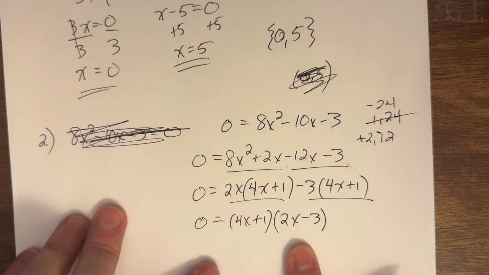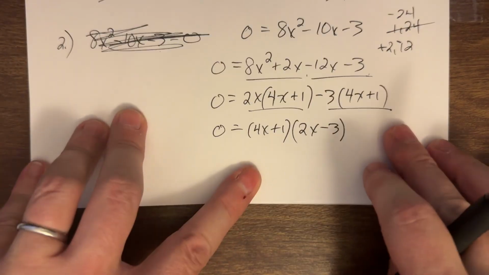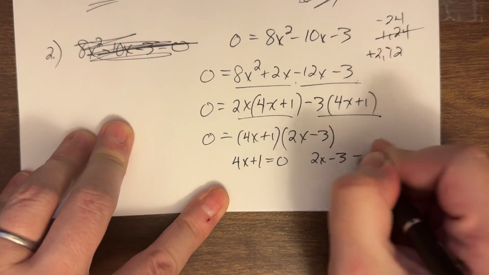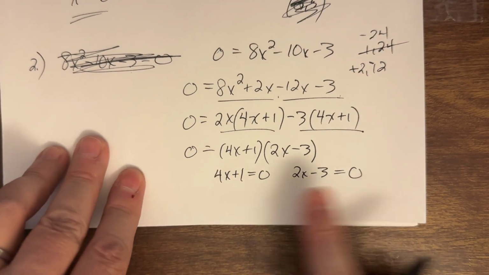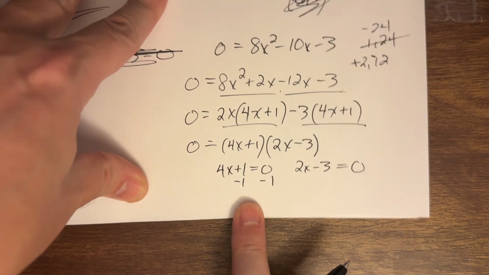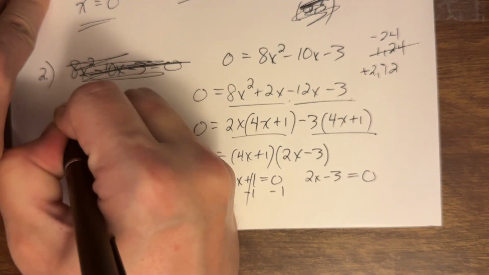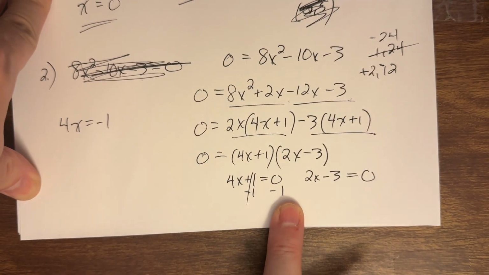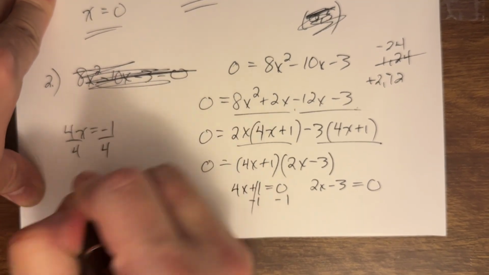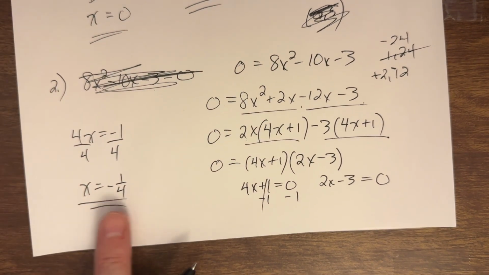And now, just like in number 1, now that I've finished factoring, each factor set equal to 0. So this time, 4x plus 1 equals 0, 2x minus 3 equals 0, one at a time. I'm going to start over here, subtract 1 from both sides. I'm getting a little low on space here, folks. I'll finish right here. This cancels. I've got a 4x equals minus 1. Finish solving for x. Divide both sides by 4. My first answer is -1/4.